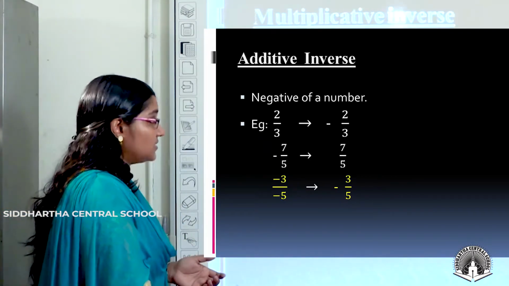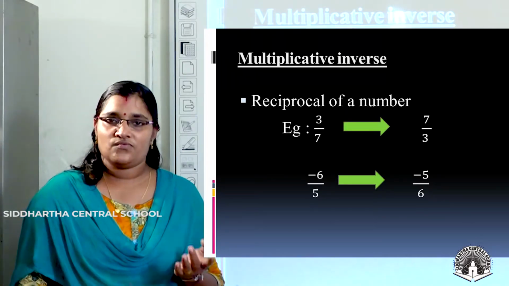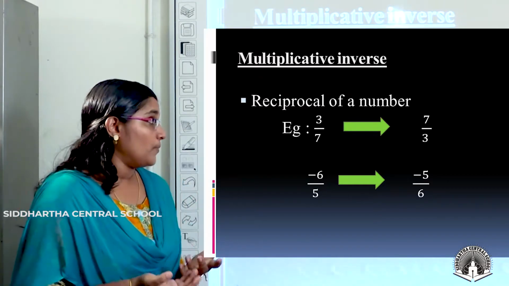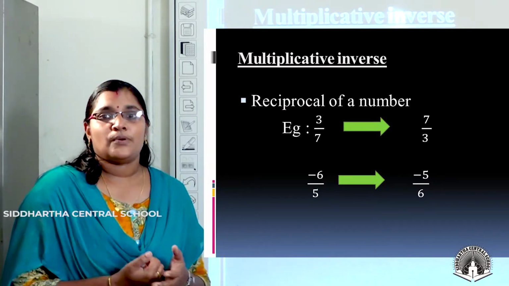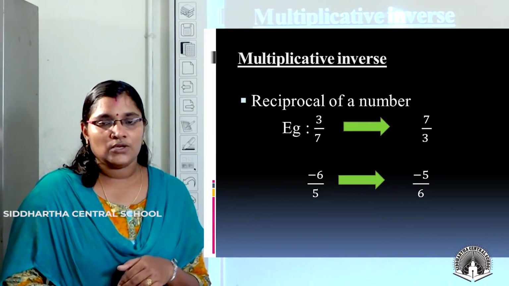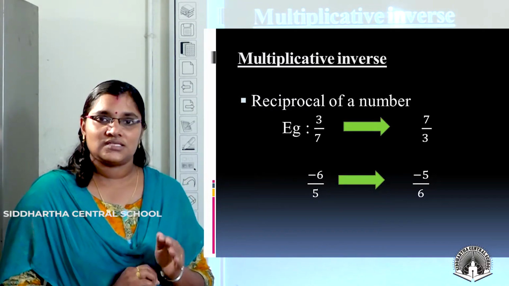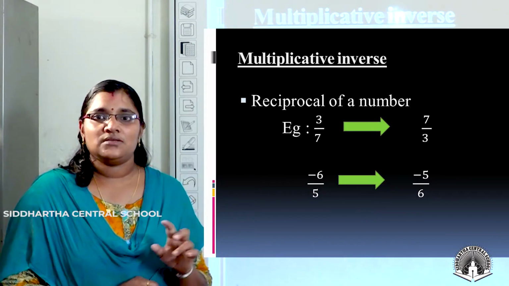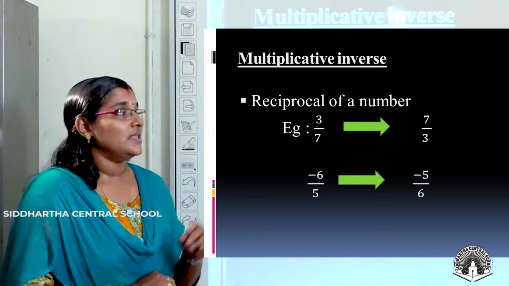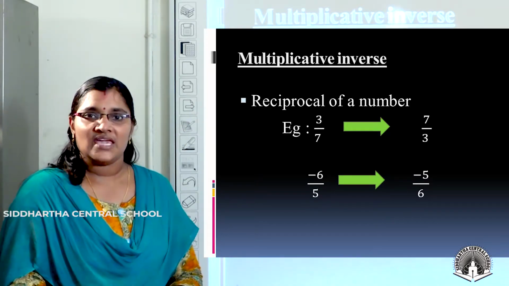Then next is multiplicative inverse. Multiplicative inverse is also an opposite operation, but it is the reciprocal. So you interchange the numerator and denominator. Okay, that is the reciprocal. Reciprocal means you have to interchange numerator and denominator. That is the multiplicative inverse.